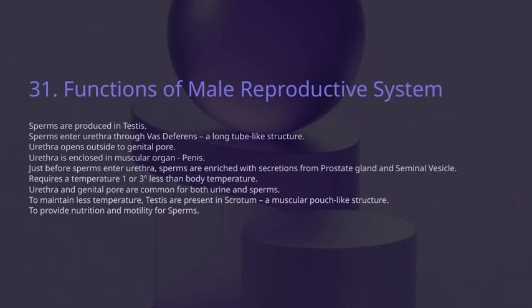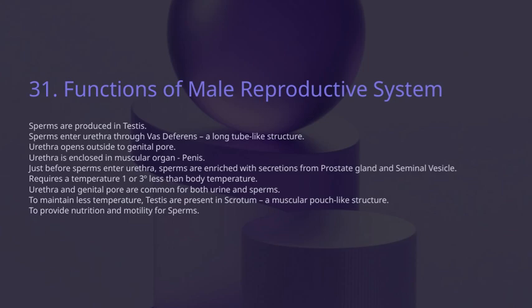Sperms are produced in the testis, which is the primary male reproductive organ. From there, they enter the urethra through a long tube-like structure called the vas deferens. The vas deferens transports sperms from the testis to the urethra. The urethra then opens outside of the body through the genital pore, allowing the sperms to exit during ejaculation. The urethra is enclosed within the penis, which is a muscular organ that helps in delivering sperms outside.